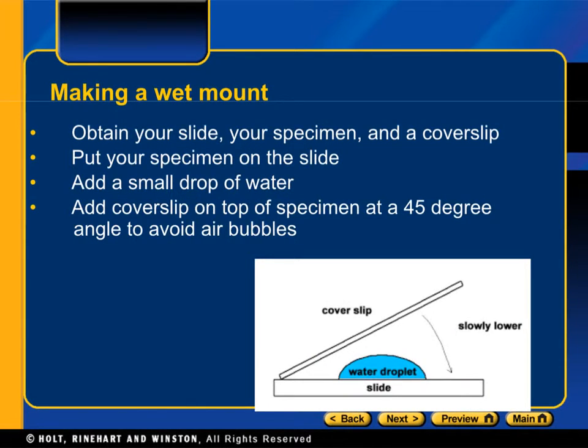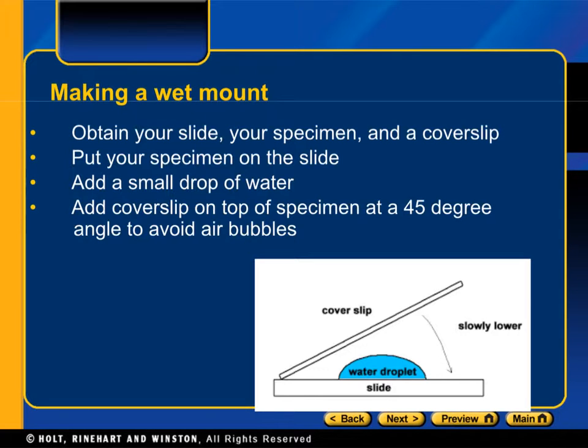Okay, next part is how to make a wet mount. A wet mount is when you have to make your own slide from a specimen that was given to you or that you brought in. So first you would obtain a glass slide. You would get your specimen that you would like to look at. You would need a cover slip, which is a plastic little piece.